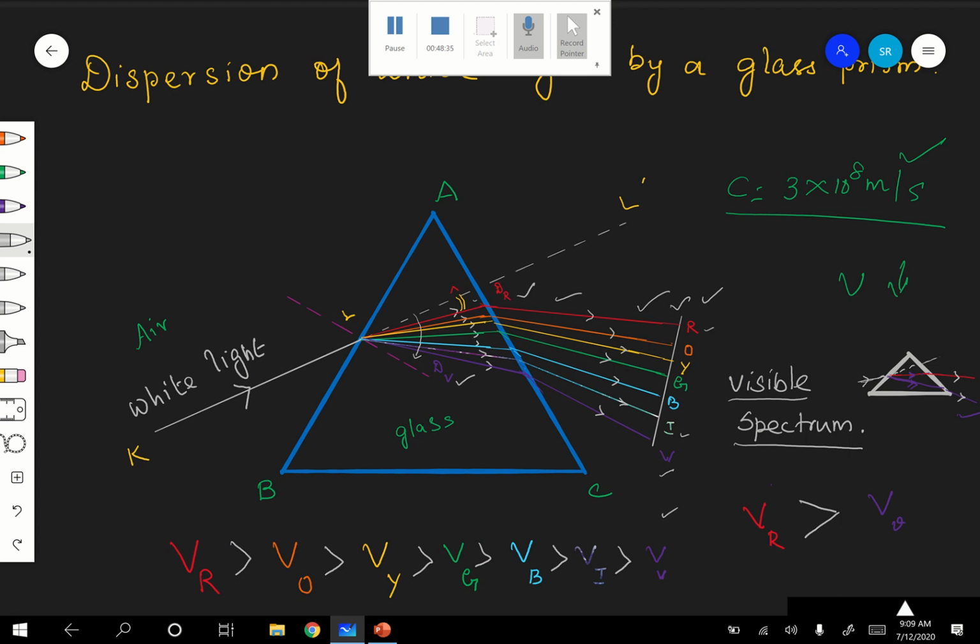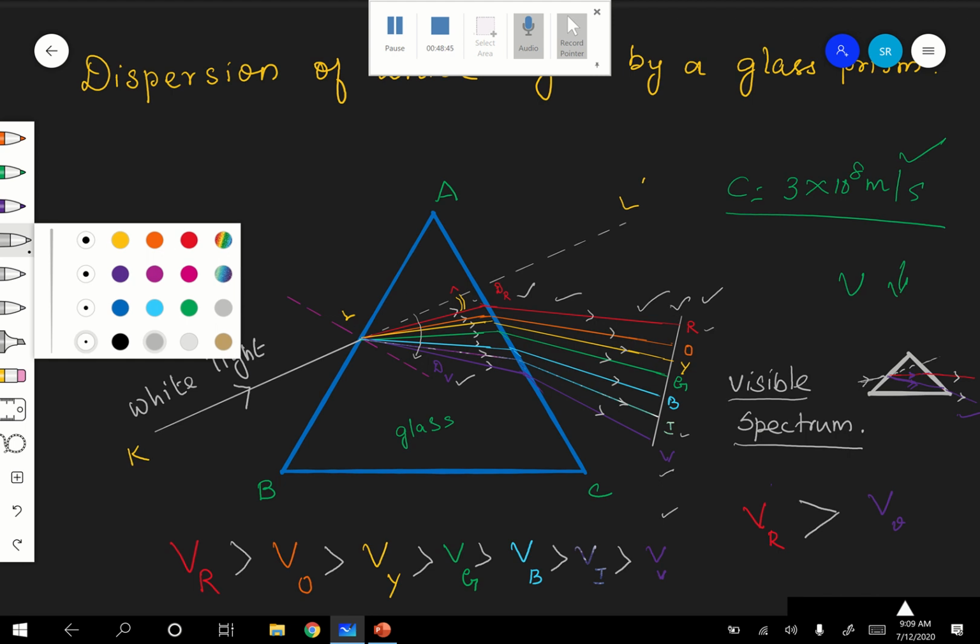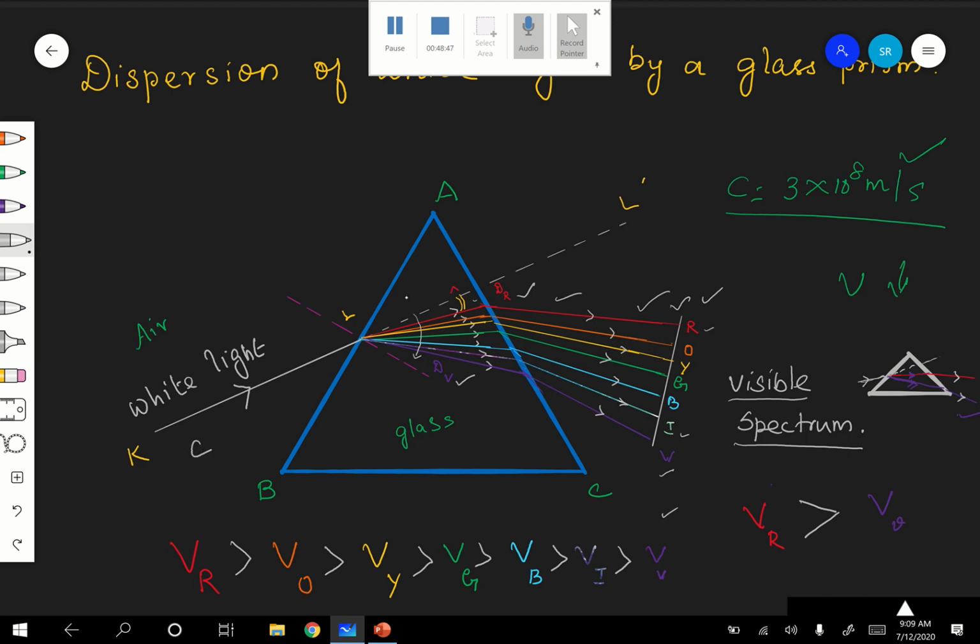Once they enter, the speed differs. Therefore, this is speed C here, in air. But inside the prism the speed will be less than C, definitely. All the colors, even the red light, suffer some decrease in speed. Therefore, definitely, V red is moving with the maximum speed.